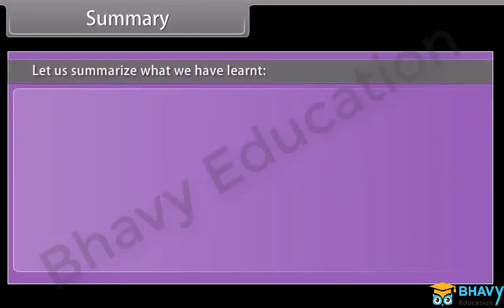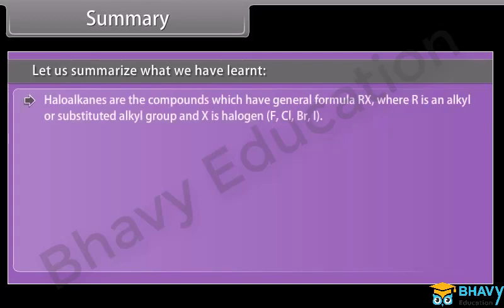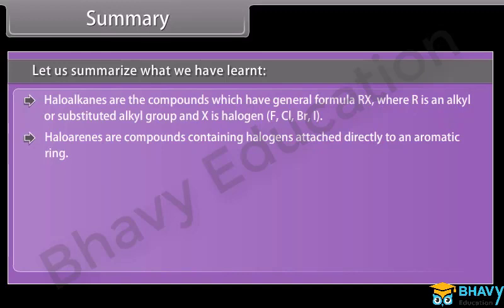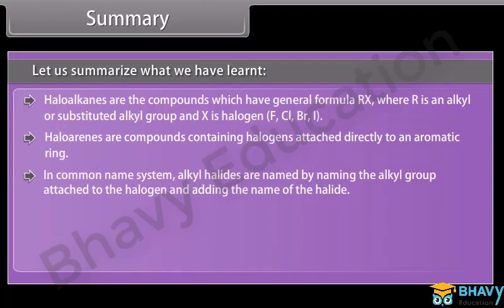Summary. Let us summarize what we have learned. Haloalkanes are the compounds which have the general formula RX, where R is an alkyl or substituted alkyl group and X is halogen: F, Cl, Br or I. Haloarenes are compounds containing halogens attached directly to an aromatic ring. In the common name system, alkyl halides are named by naming the alkyl group attached to the halogen and adding the name of the halide.